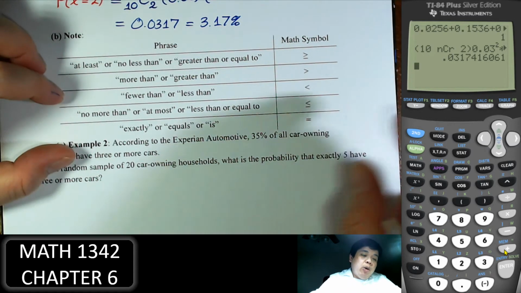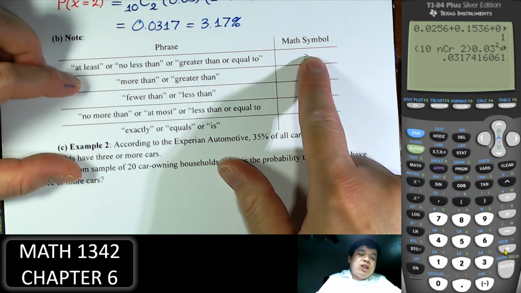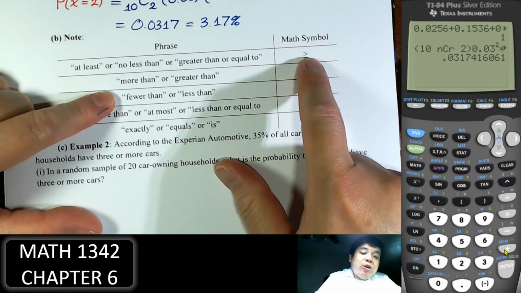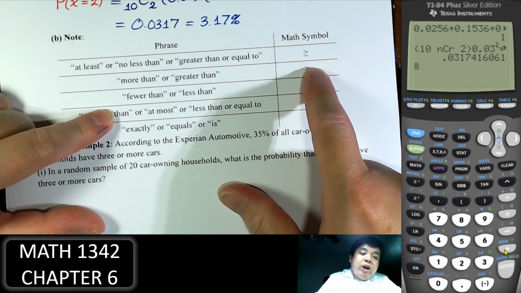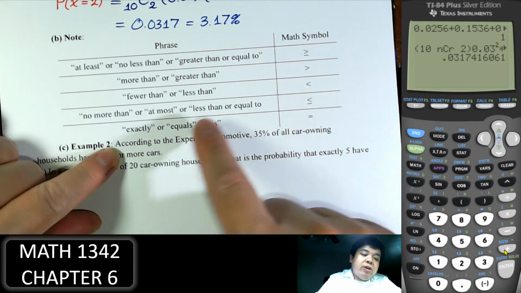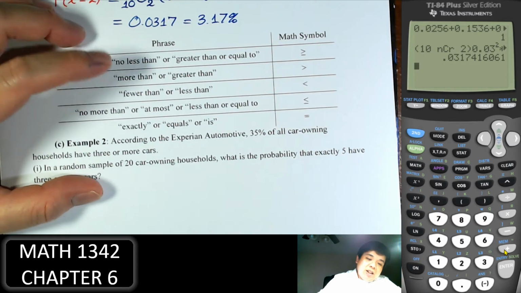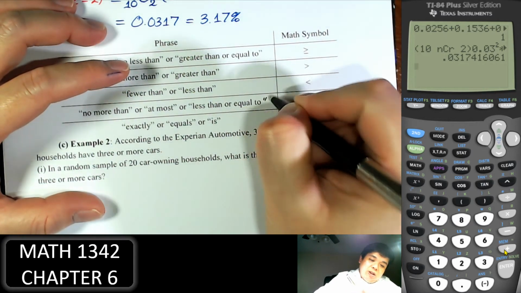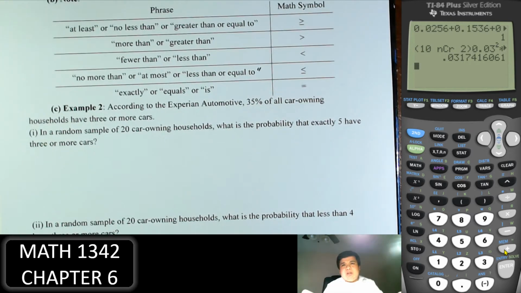So first we say at least, no less than, or greater than or equal to. That's what the symbol means. Greater than or equal to. More than or greater than equal. More than, no equal. Fewer than, no equal. No more than, at most, less than or equal to. So all of that is that simple. And exactly equal is meaning equal. Right, so sounds straightforward, right? Right, let's see.